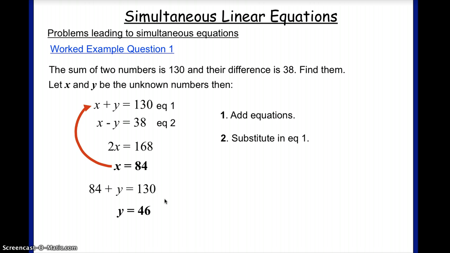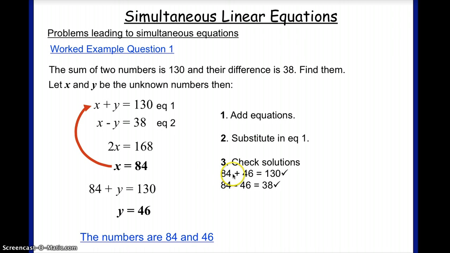To check our answer, we can just substitute these two numbers that we just solved and see if they satisfy the equations. So check the solutions. For the first one, 84 plus 46 is equal to 130. And then for the second equation, 84 minus 46 is equal to 38. So we know that we have the right answers. So the numbers are 84 and 46.